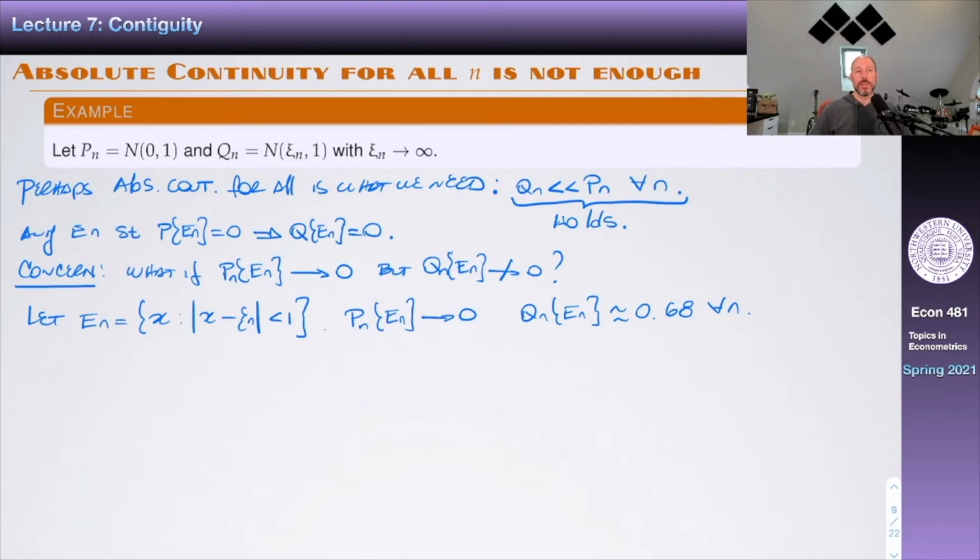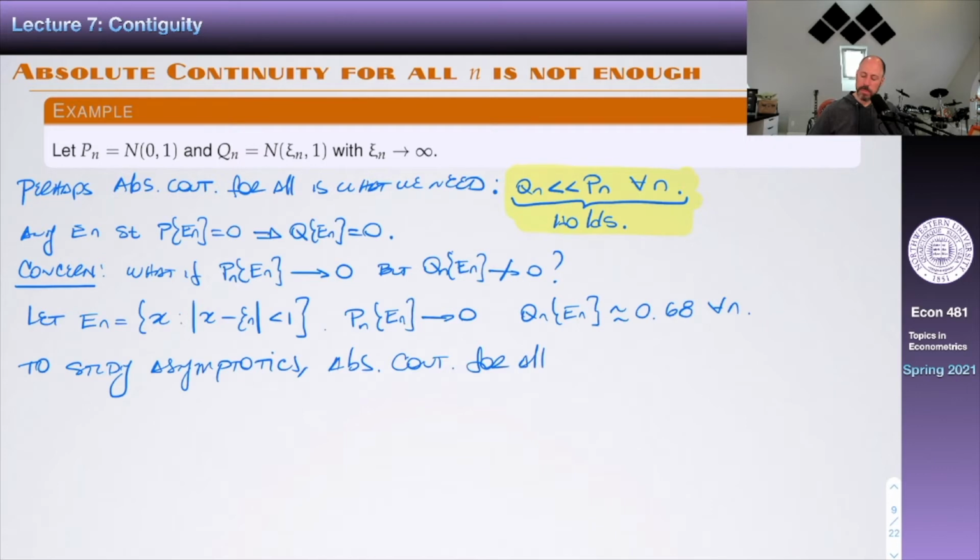So now we see that having something like this, absolute continuity for all n, is not enough to help us with asymptotics, because we can have situations like this where the sequence of Pn is just not assigning probability to certain types of events in the limit, whereas Qn assigns, in principle, a lot, and then we won't be able to recover these things with a sequence like this. So this tells us that to study asymptotics, absolute continuity for all n does not appear to be useful.